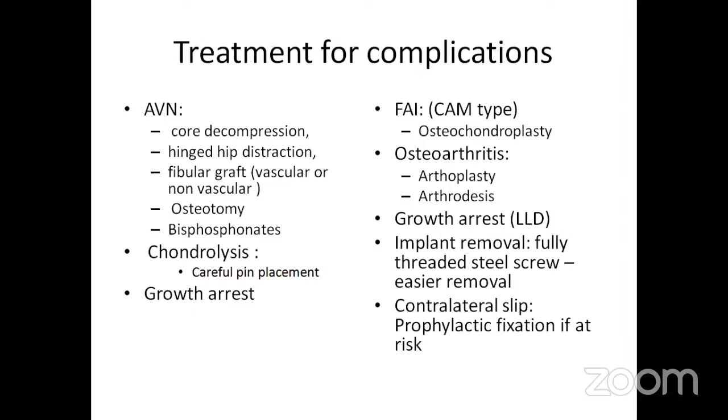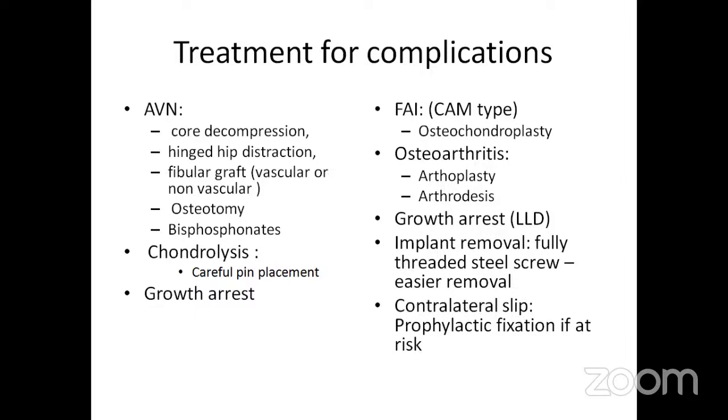Now, to address these post-surgical complications for avascular necrosis, we could go for a core decompression or a hinged hip distraction. We could also use a fibular graft, vascular or non-vascular, or we could go for proximal femoral osteotomies. And in some, there has been evidence of the use of bisphosphonates. Chondrolysis we can prevent by careful pin placement.